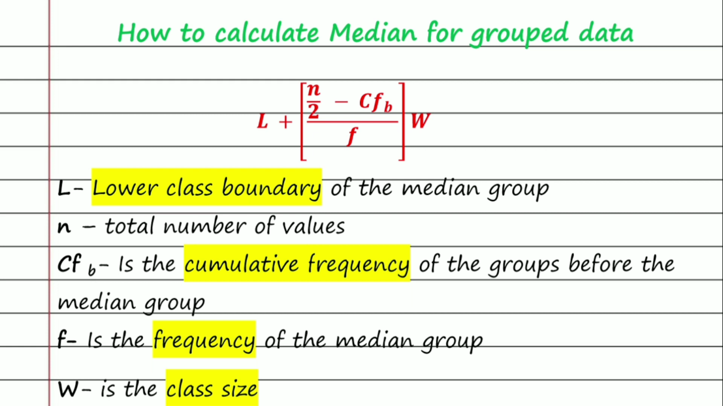CFB stands for the cumulative frequency, which refers to the sum of the frequencies up to and including the class before the median class. F represents the frequency of the median class, and W denotes the class size or the width of the class interval.